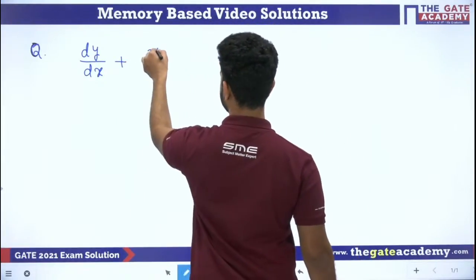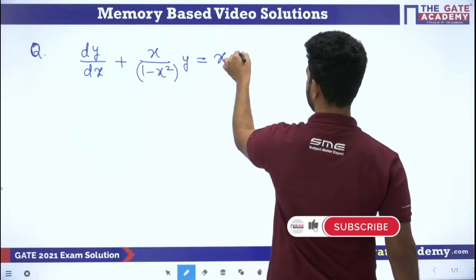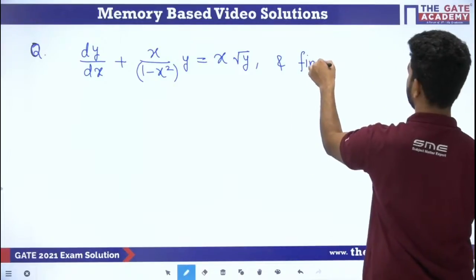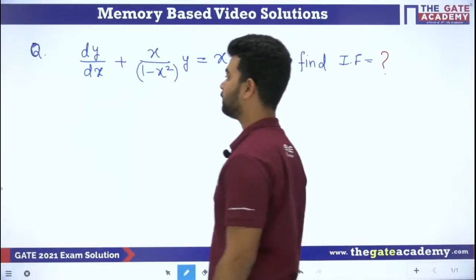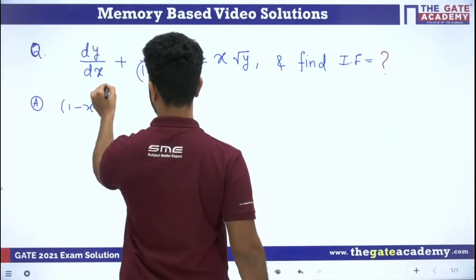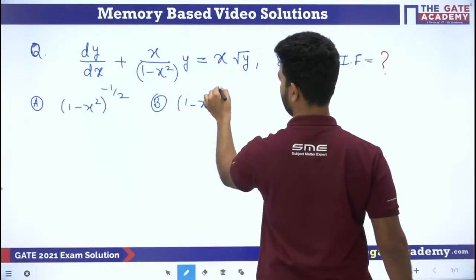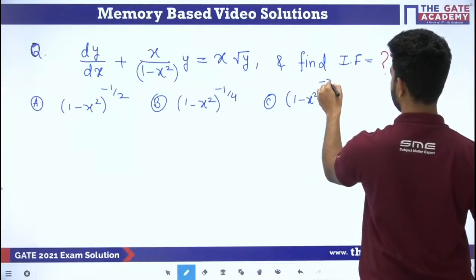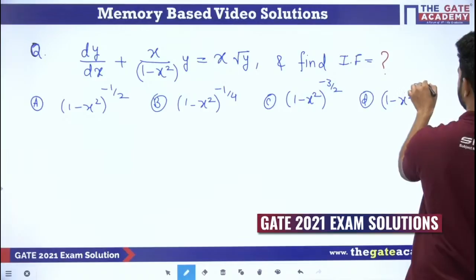So dy by dx, x dy by 1 minus x square, is equal to x into square root of y, and we have to find the integrating factor. The options were given something like this: 1 minus x square to the power minus 1 by 2, 1 minus x square to the power minus 1 by 4, 1 minus x square to the power minus 3 by 2, and next is 1 minus x square to the power minus 3 by 4.